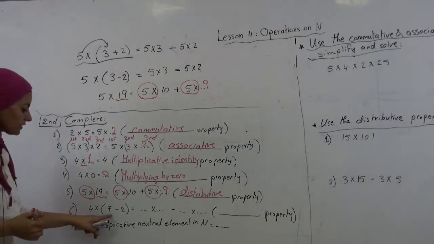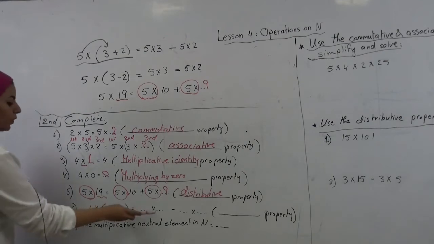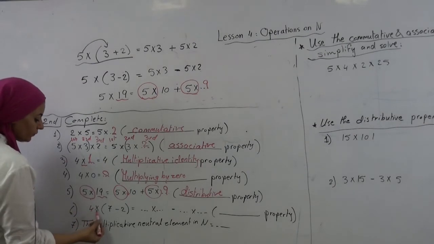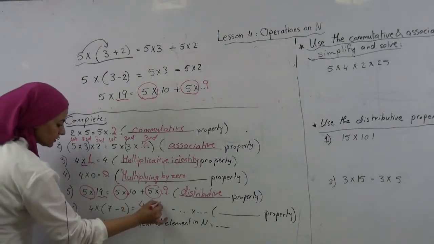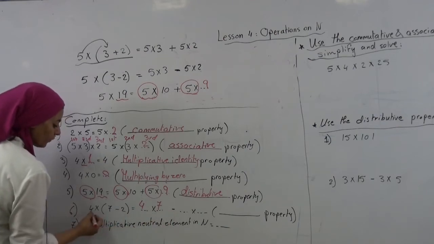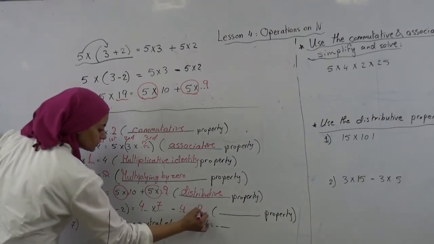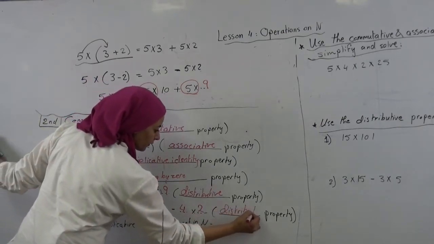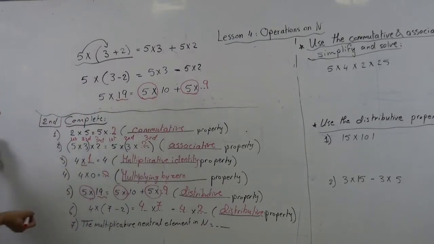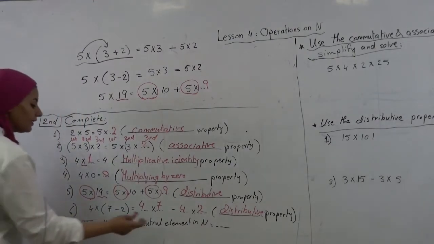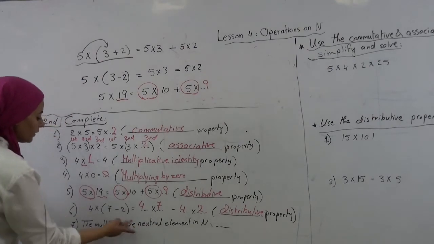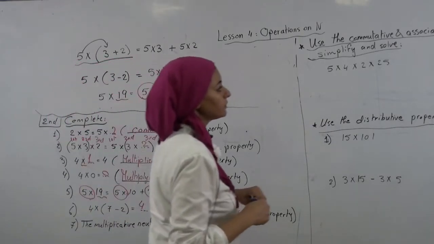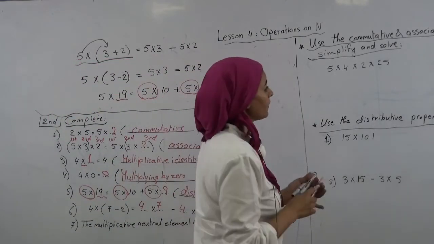Number 6. 4 times bracket 7 minus 2 is equal to what? Here we need to distribute. So it will be 4 times the first number, 4 times 7, minus 4 times the second number, which is 4 times 2. And of course it has two operations, so it is the distributive property. Number 7. The multiplicative neutral element in N, the element that is neutral and has no effect in multiplication, is 1. Let's see how to use the commutative and associative properties to simplify and solve this problem.